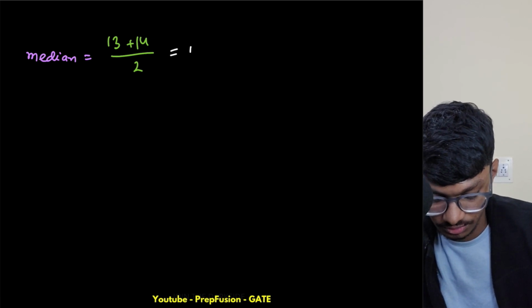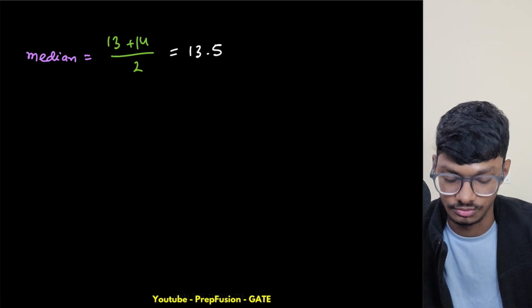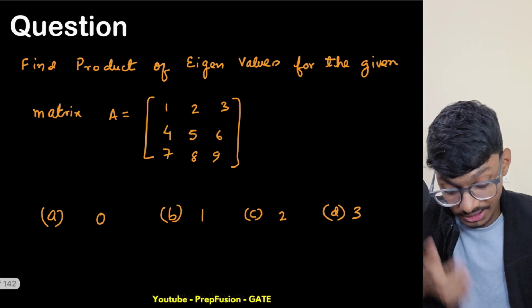Which is equal to 13.5. Okay, so the median will be 13.5. This will be the answer to this question. So the data may vary here and there, so the answer can also change due to that. Now the next question is very simple.